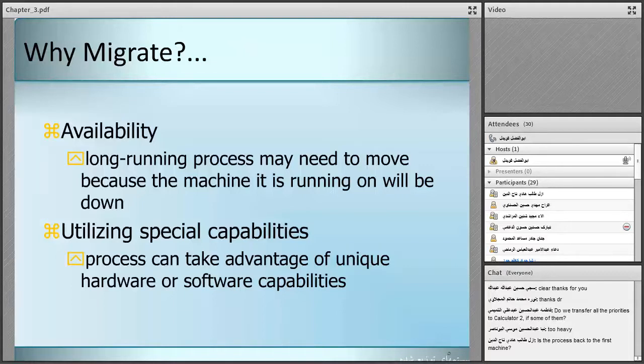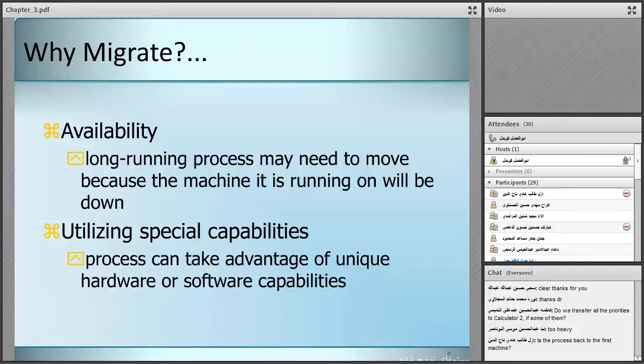Utilizing special capabilities is another reason for migration. Suppose we have a process on our computer. Our computer is a part of a distributed system, and this process is responsible for solving a heavy problem. So it needs a heavy calculation, computation.